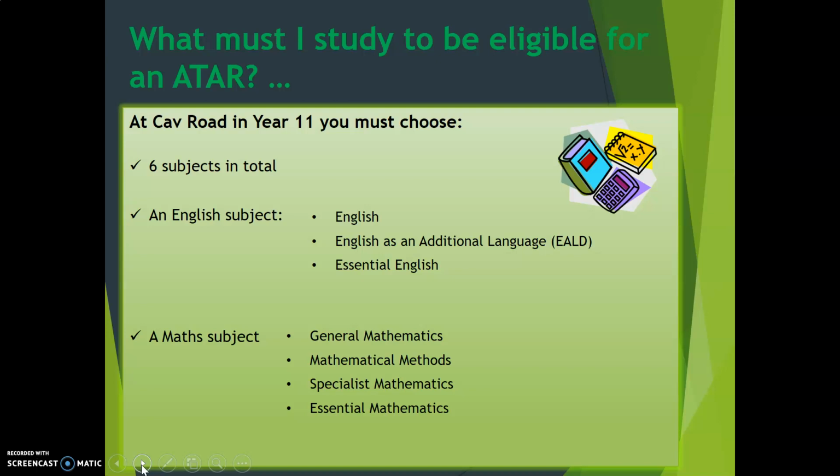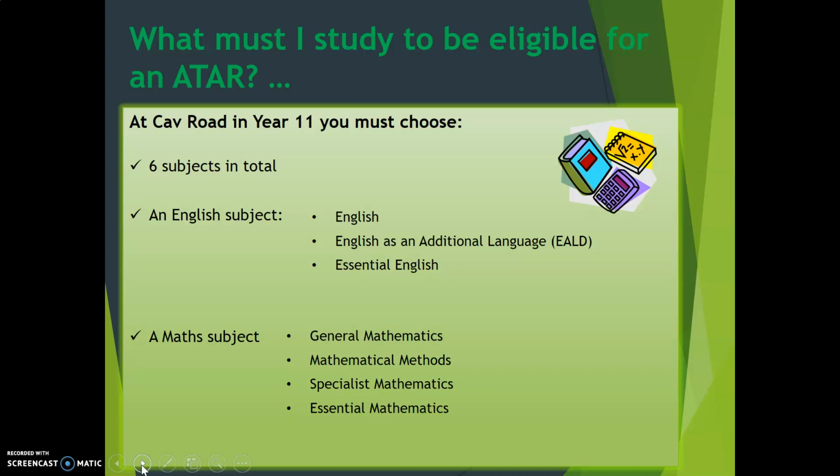Well, as you know, here at Cav Road in Year 11, you need to choose 6 subjects in total. Every student will do 6 subjects. One of those subjects must be an English subject. There is a choice of English as an additional language for those of you who have English as a second language, and there is Essential English. You must also do a maths subject, whether that be general maths, mathematical methods, specialist maths, or essential maths.